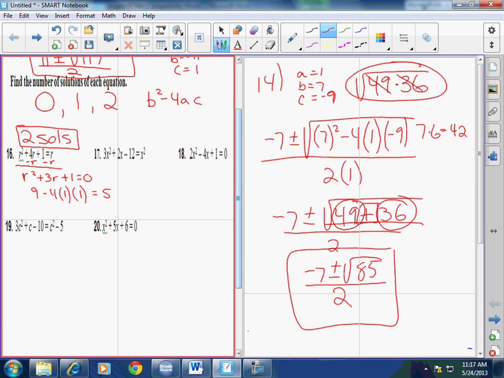For number 17, I have to subtract an x squared from both sides, giving me 2x squared plus 2x minus 12 equals 0. Let's see how many possible solutions there are. B squared minus 4 times A times C. That's 4 plus 96. That equals 100. 100 is larger than 0, so there are 2 solutions here.